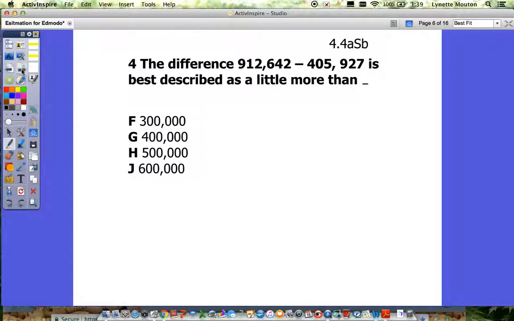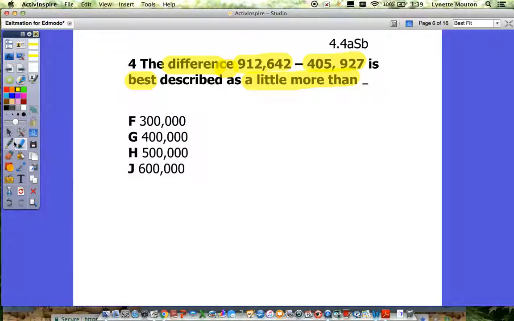Here we go again. Here's another one. This one is finding the difference now between 912,642 and 405,927. Best described as, here's another group of keywords, a little more than.